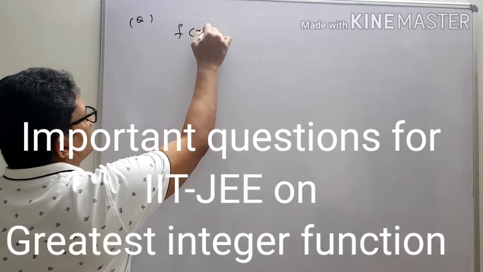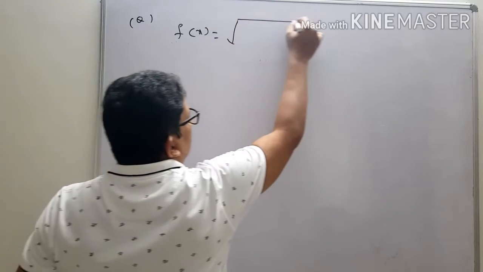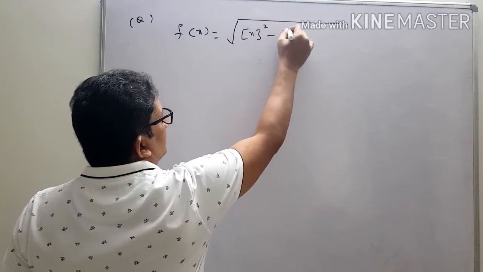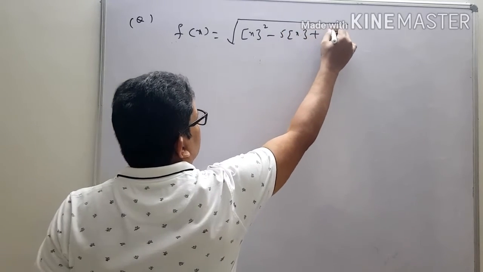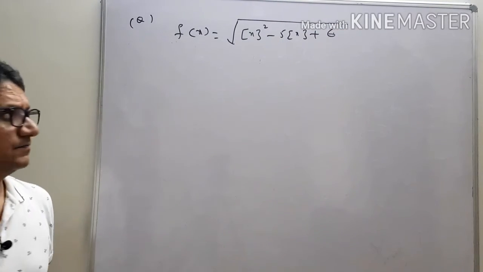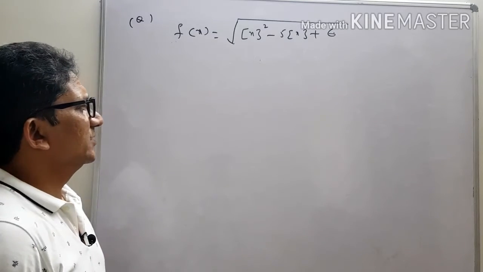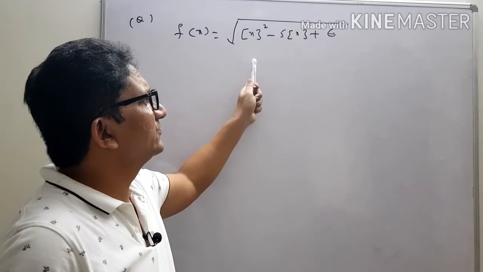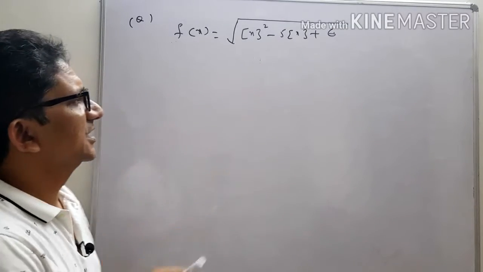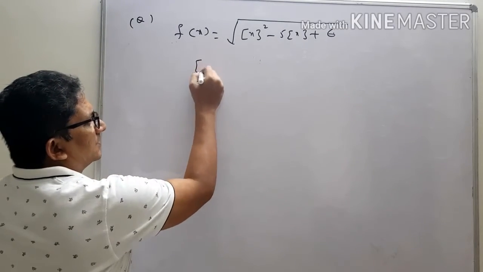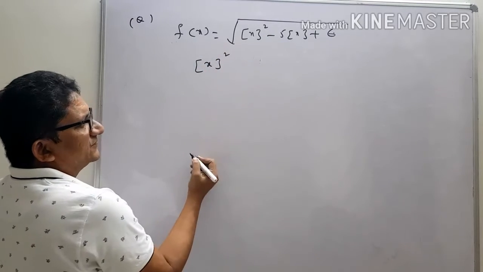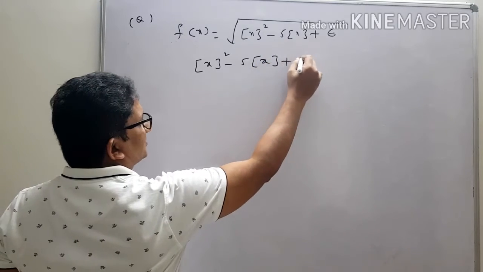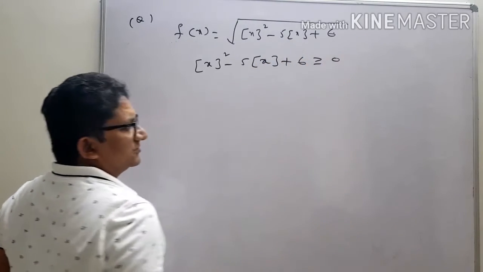f of x equals under root [x] whole square minus 5[x] plus 6. Now see, to find the domain of this function, it is a square root function. First we need to validate inside the square root function. So we need to make it greater than or equal to 0. So that is, f of x is defined if [x] square minus 5[x] plus 6 is greater than or equal to 0.